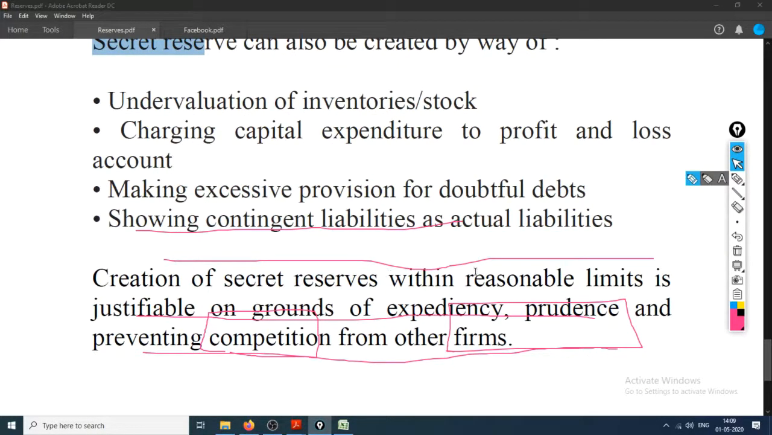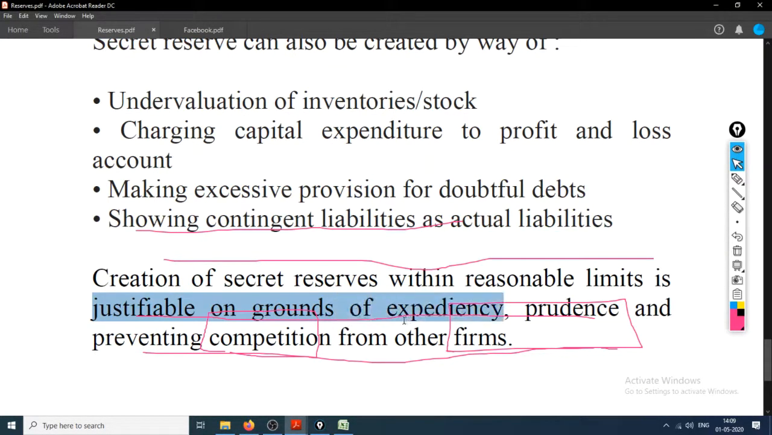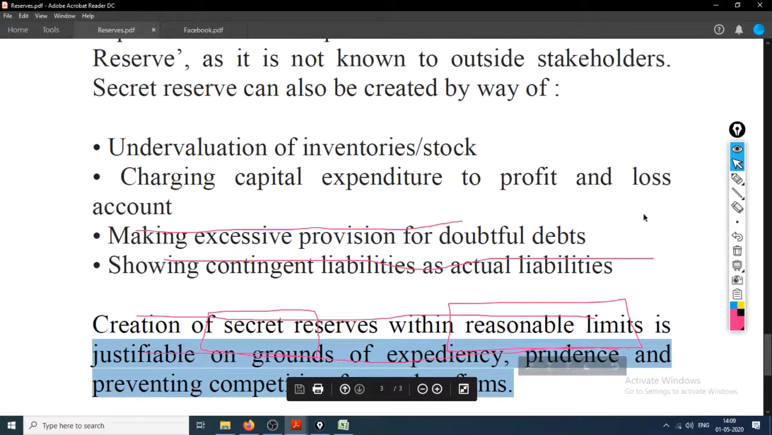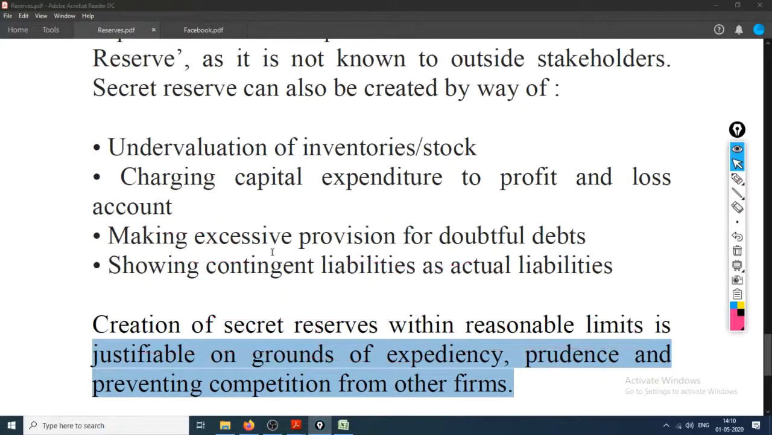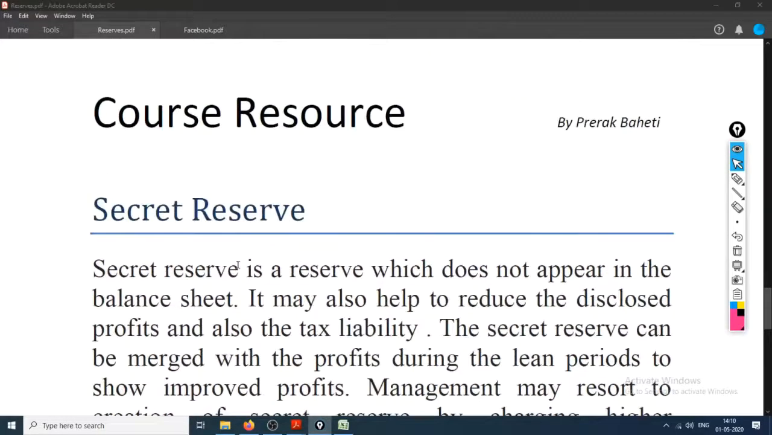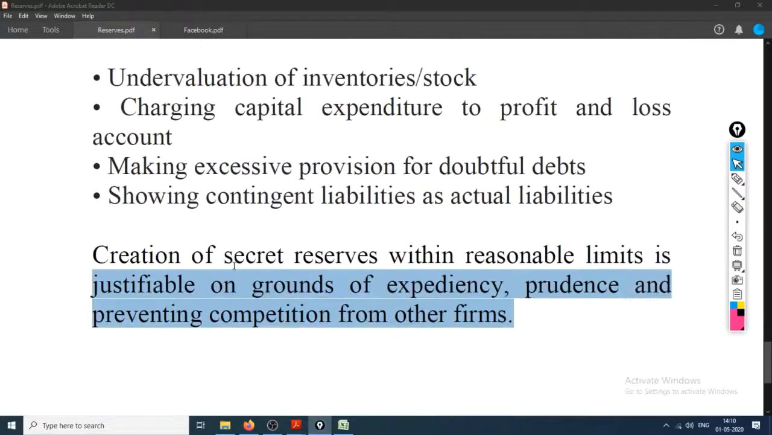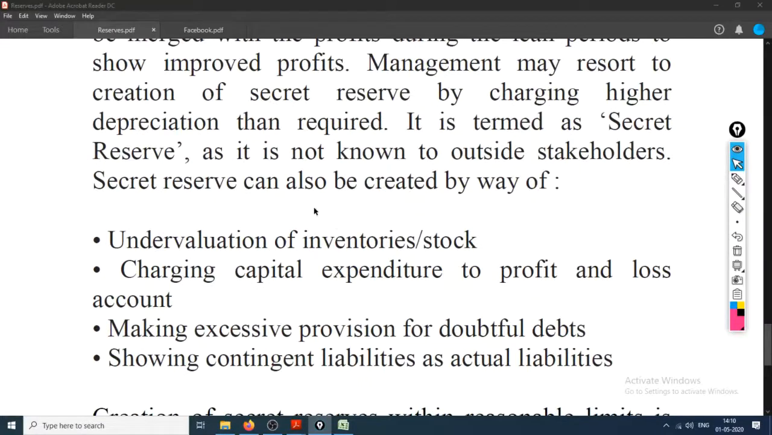Creation of secret reserve within reasonable limits is justifiable on the grounds of expediency, prudence, and preventing competition from other firms. So if Amazon does not want Google to compete with it, it will reduce its profits and create secret reserves. However, there are lots of laws which prevent and direct the secret reserves. So there needs to be a proper clear understanding before we do it.